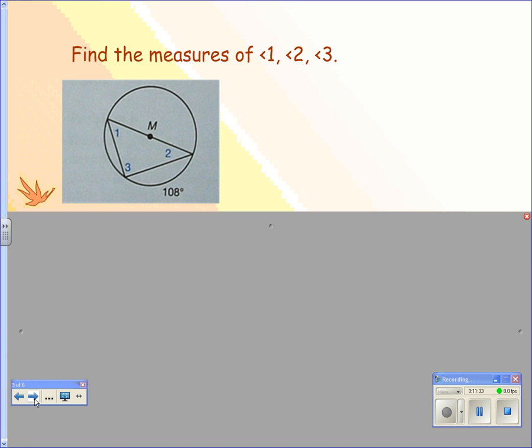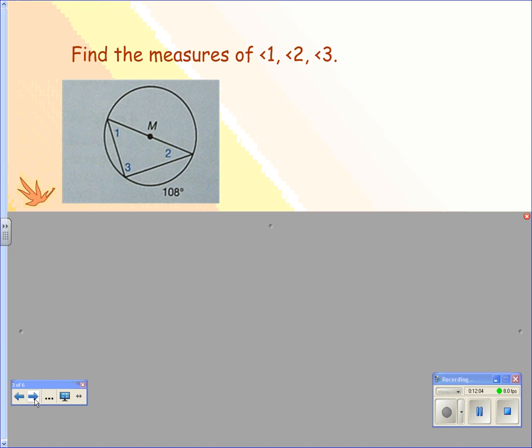What would angle one have to be? 54 degrees. Why 54? The intercepted arc is 108, and so angle 1 is half of that, so 54. How do you find the last angle? Okay, what do you get? 36 degrees. Any questions on that?